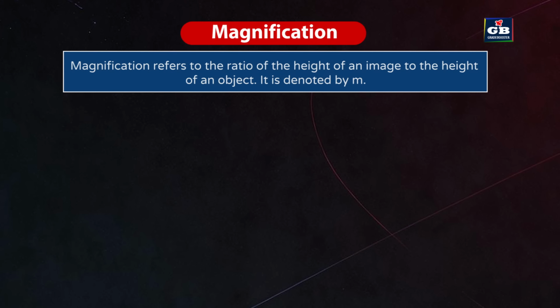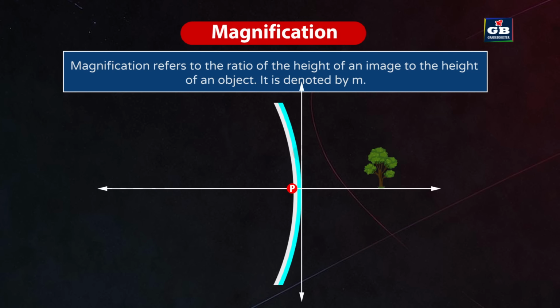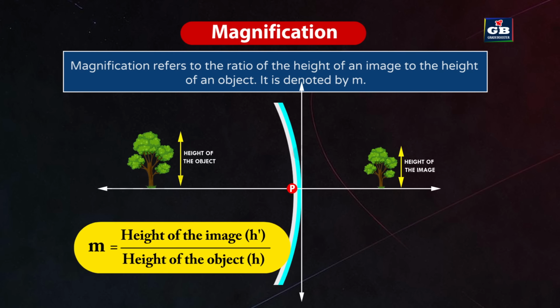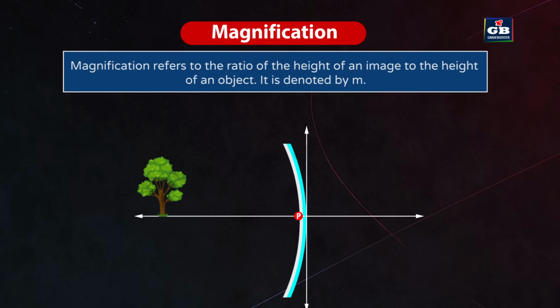Magnification. Magnification refers to the ratio of the height of an image to the height of an object. It is denoted by the letter m. That means it is the comparison of the size of the image with respect to the size of the object. That is, height of the image h' by height of the object h, meaning m = h'/h.